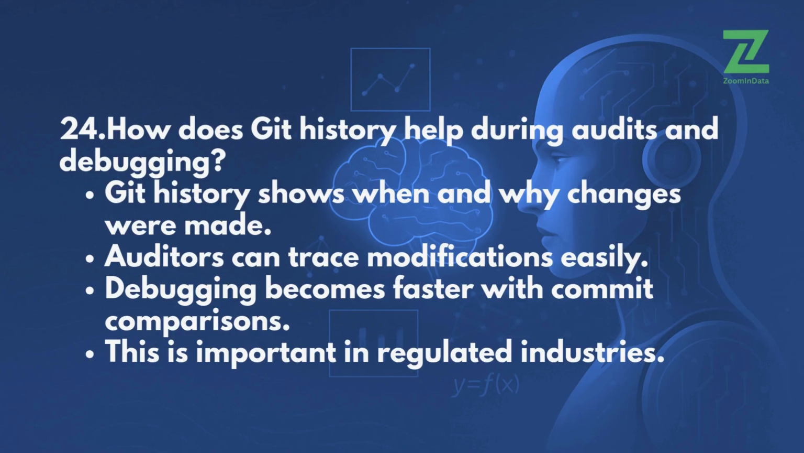How does Git history help during audits and debugging? Git history shows when and why changes were made. Auditors can trace modifications easily. Debugging becomes faster with commit comparisons. This is important in regulated industries.